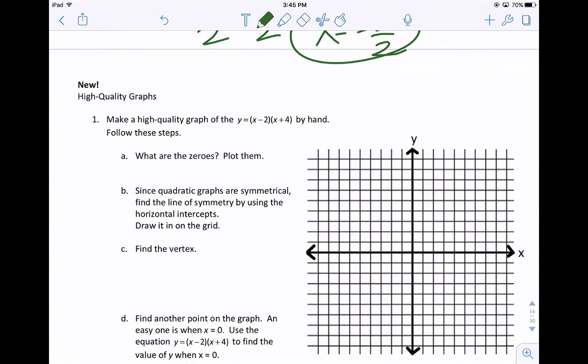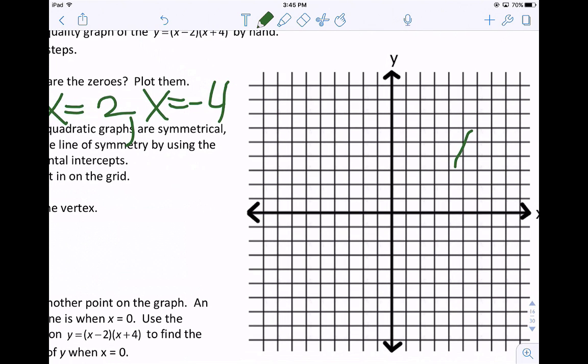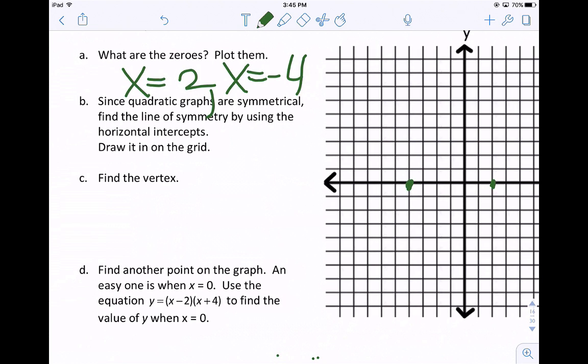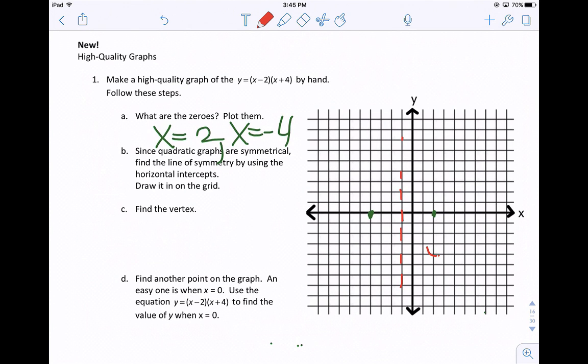Okay, so make a high-quality graph of x minus 2, x plus 4 by hand. Follow these steps. First step, what are the zeros? Here the zeros are going to be 2 and negative 4. All right, so I'll graph those by hand. So here it is, 2 and negative 4. All right, since a quadratic graph is symmetrical, find the line of symmetry. All right, so we need to find the middle of these numbers right here. And it looks like here's the middle at negative 1. So where x equals negative 1.